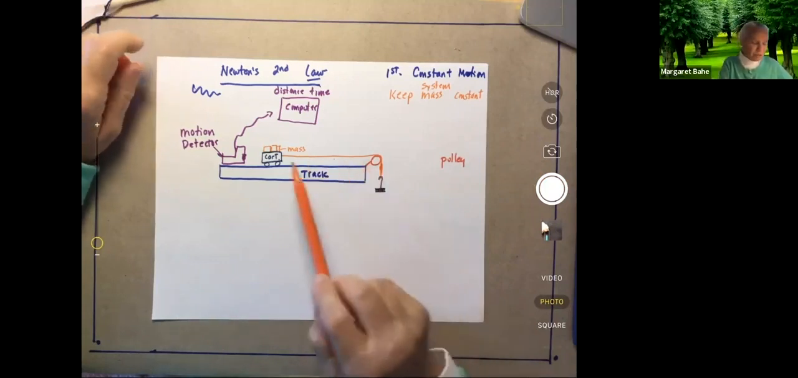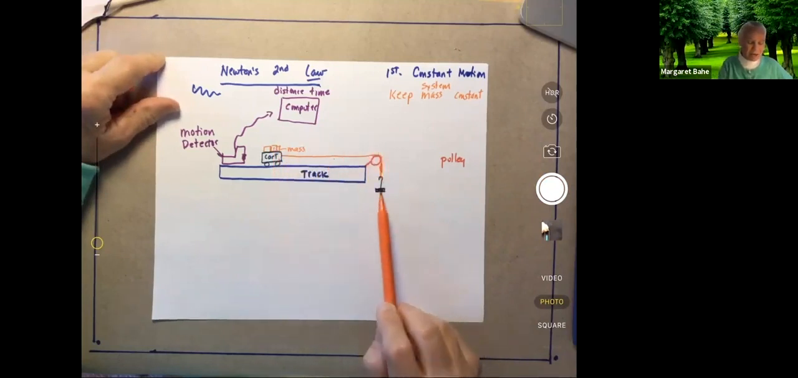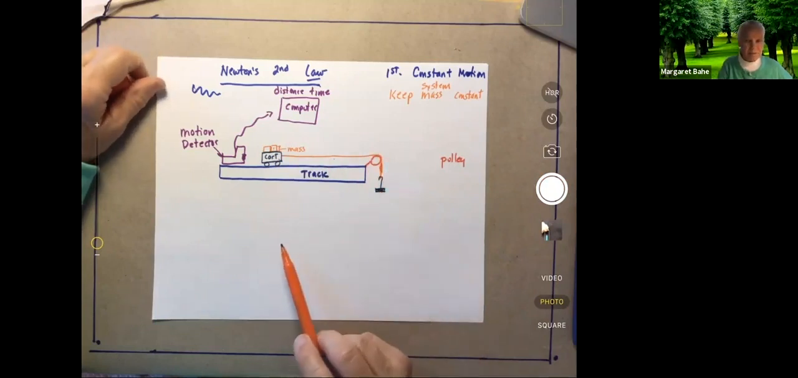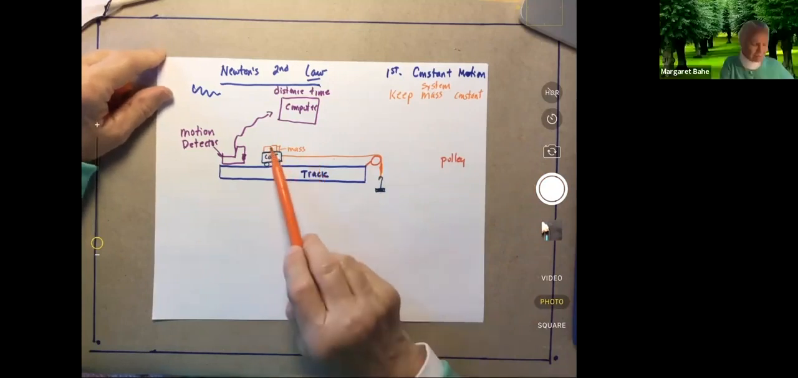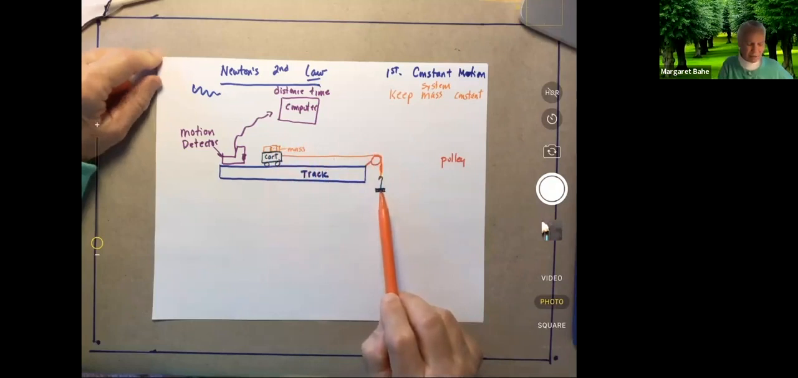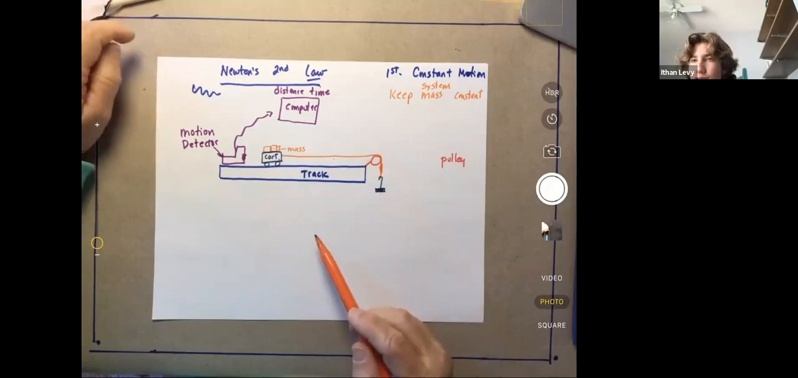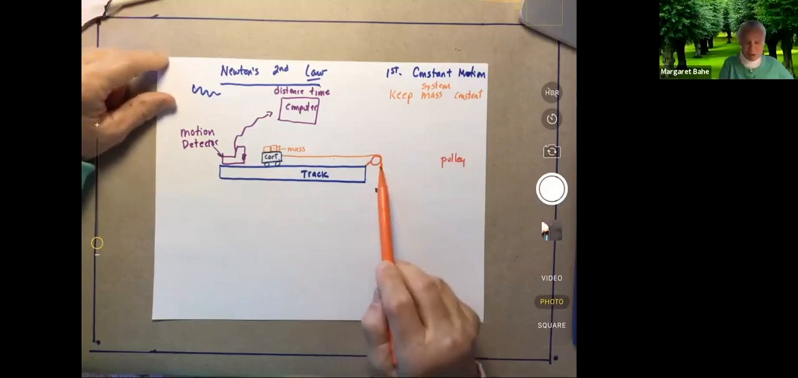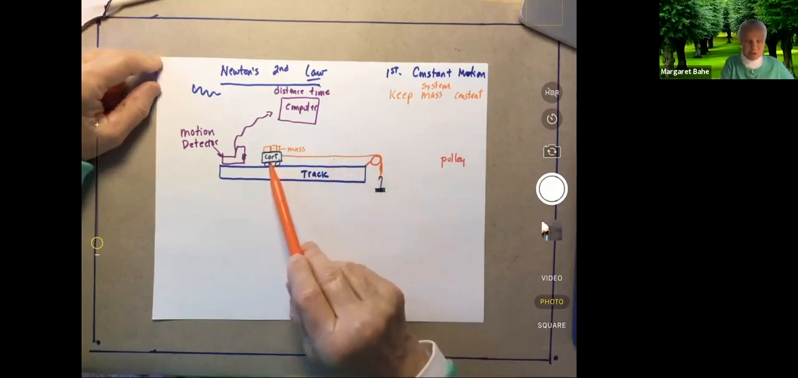Now, if I were to move some mass from the cart and put it over onto this pan, what would happen to our force of gravity? Daniel? If I were to take some mass and move it from my cart and put it on the pan, what would happen to my force of gravity? It would be stronger on the pan, so it would then create a bigger force of tension, which would then pull the cart with a greater force.